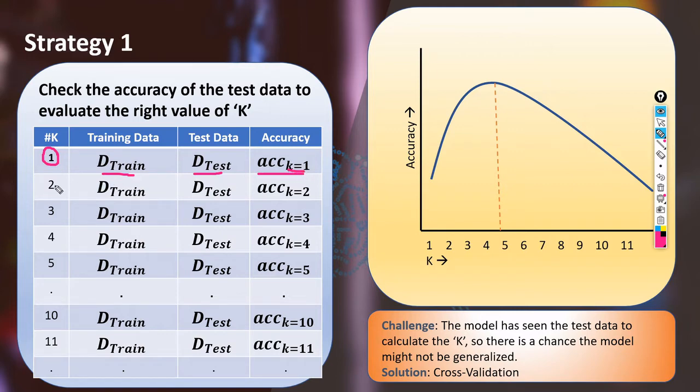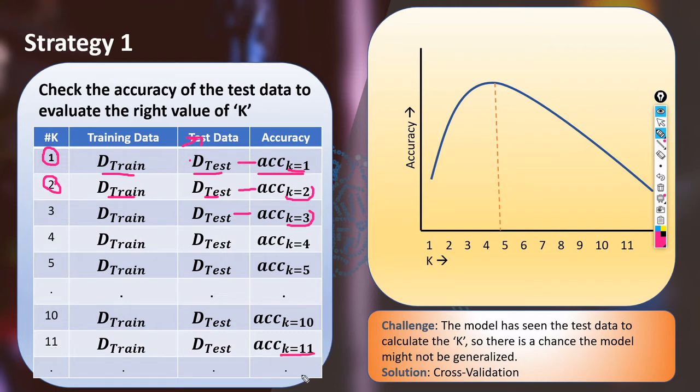Now you pick k as 2, train using Dtrain, test using Dtest, and you will get an accuracy for k equals 2. Same, you will get an accuracy for k equals 3. This accuracy is exactly the testing accuracy, not the training accuracy, whatever accuracy you get by testing on the test data, our Dtest. So for different values of k, say from 1, 2, 3, 4, 5 till 11, you will get some accuracy.